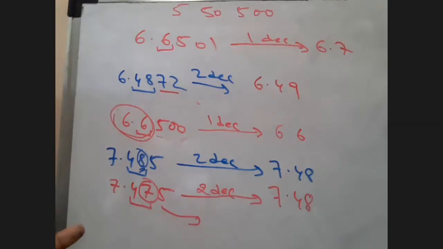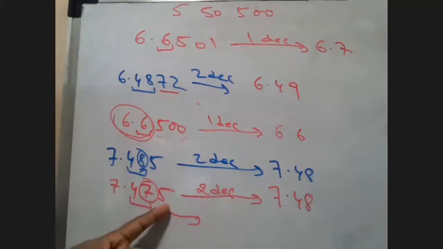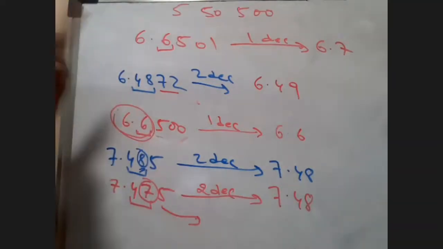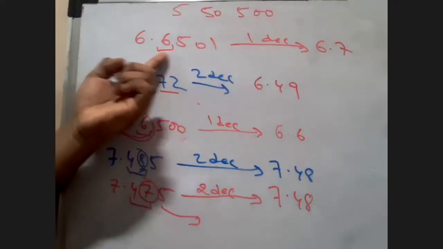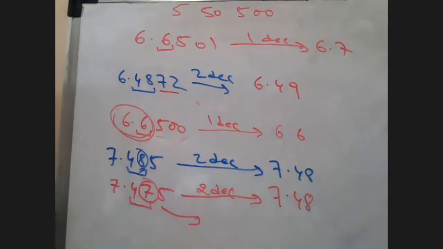6.7. Is it clear? You'll normally round it off. Suppose it was 500 or 5 or 50 or 5,000 or 5 crores, then you will keep the unit number to its even place. Is that clear? Everyone?